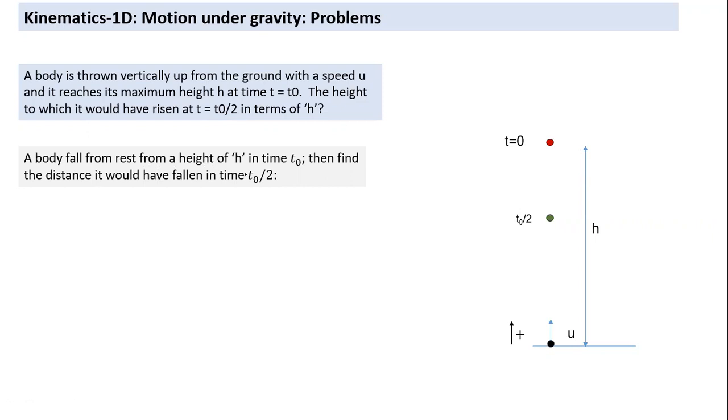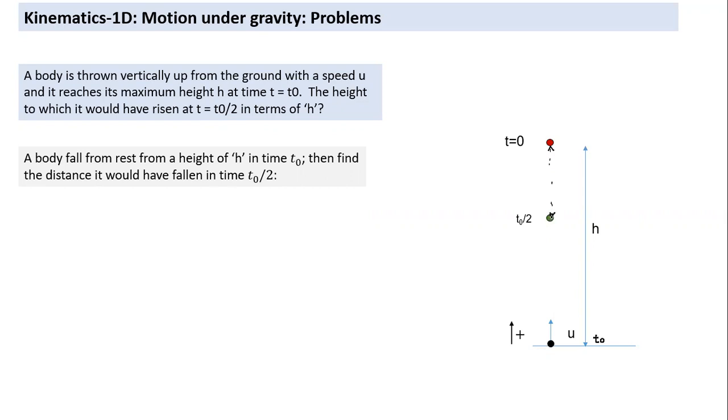Okay. And it falls how much height? It falls by this height h. And how much time it will take to fall? It will take time t naught. So whatever time it has taken to go up, it will take same time to fall. Then find the distance it would have fallen in time t naught by 2. So can we find this distance here? How much distance it will fall in time t naught by 2? This is extremely easy to solve.